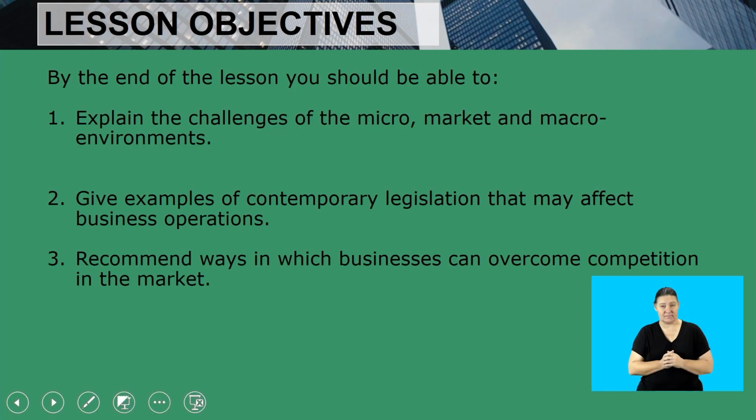Now, let's look at the business lesson objectives. By the end of the lesson, you should be able to explain the challenges of the micro, market, and macro environments. You should also be able to give examples of contemporary legislation that may affect business operations. And lastly, you should be able to recommend ways in which businesses can overcome competition.